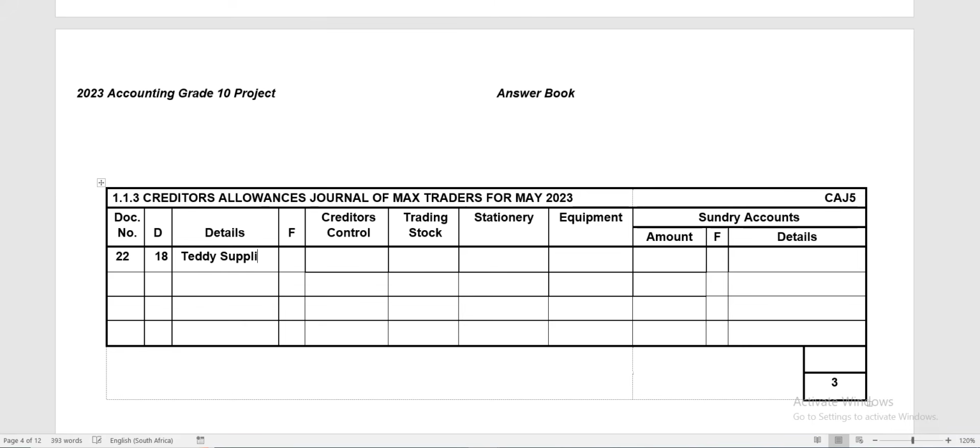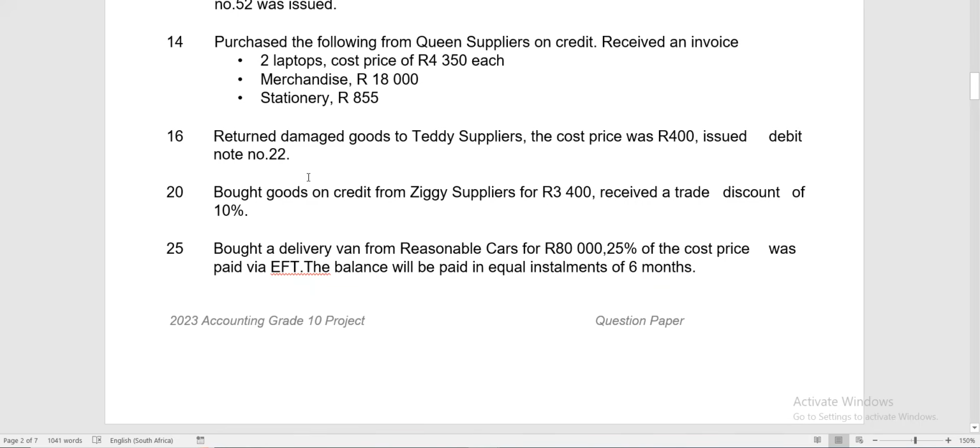30 suppliers, and remember the amount of money that we returned is 400, and that 400 was for damaged goods, which is trading stock. Okay, and then we are done recording that transaction. So please be careful, make sure that you record these things accordingly.